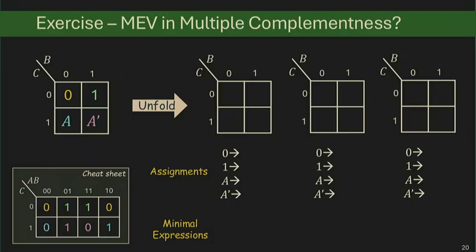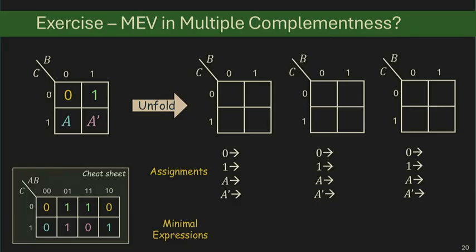All right, I think I've said enough. And here's an exercise for you. We're going to spend quite a few minutes on this exercise. So now this is a new example with both A and A prime as map-entered variables. What do I mean by A prime? Well, A prime means the output is 1 when A equals 0. Output is 0 when A equals 1. So output is the complement of the A value. Things get shown in the BC K-map.